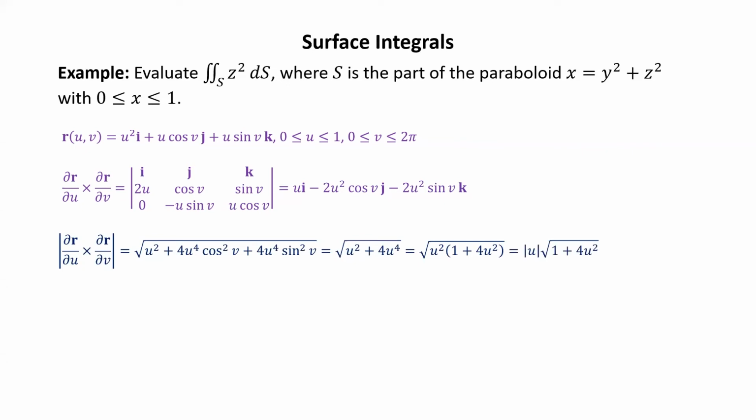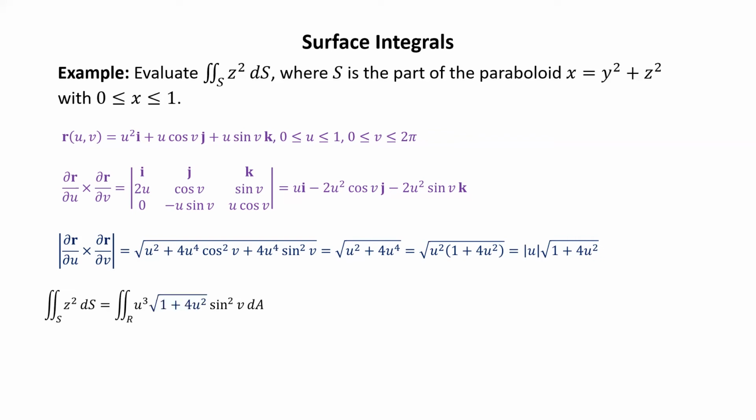So the u squared could come out of the square root as an absolute value of u. Once again, we could have just written that as u because I see here that u is between 0 and 1, and therefore is not going to take on any negative values. Let's go ahead and compute this surface integral.